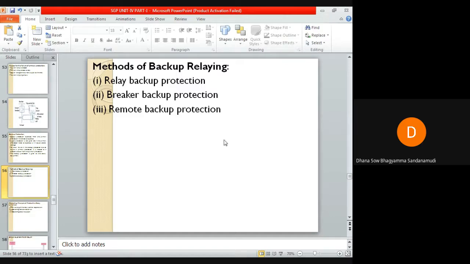Next is remote backup protection. Separate circuit breakers are provided for primary and backup protection in this case. The two types of breakers are at different stations. Their zones of protection are different and are completely isolated and independent of each other. The name itself tells: remote means they are completely isolated and independent of each other. So these three are the methods of backup protection.